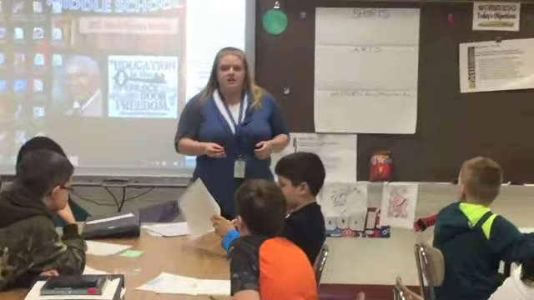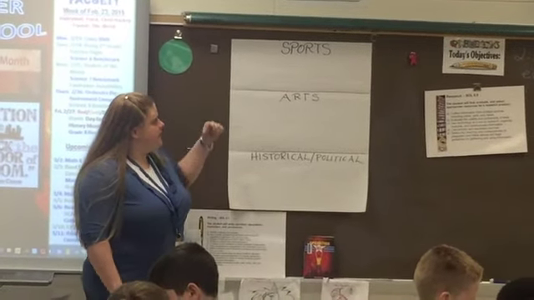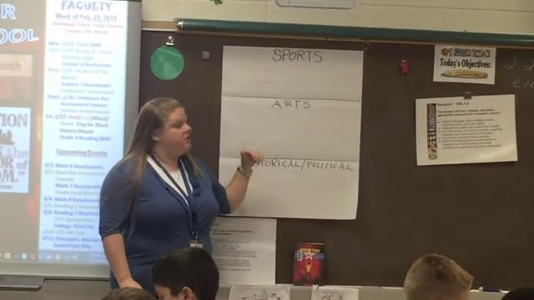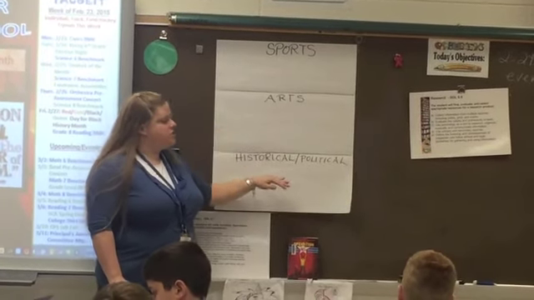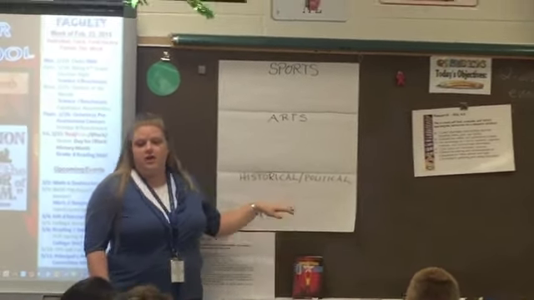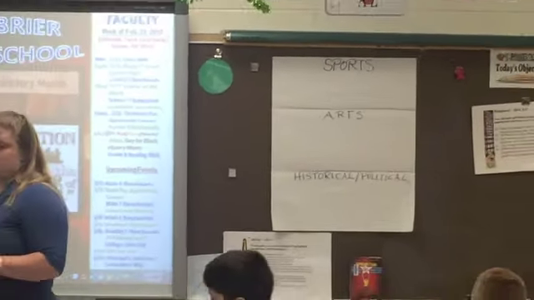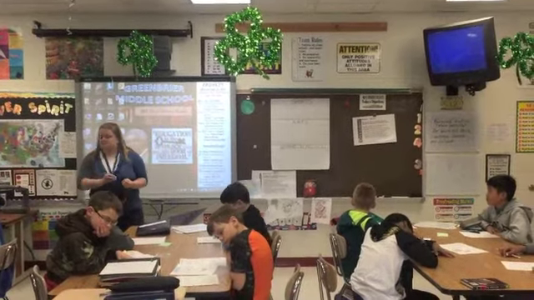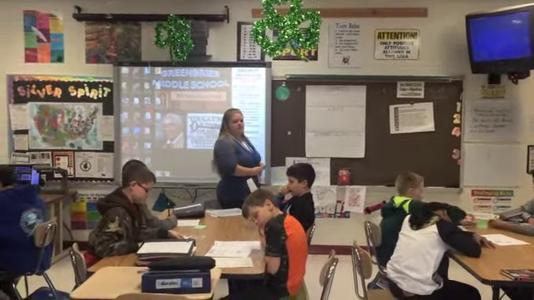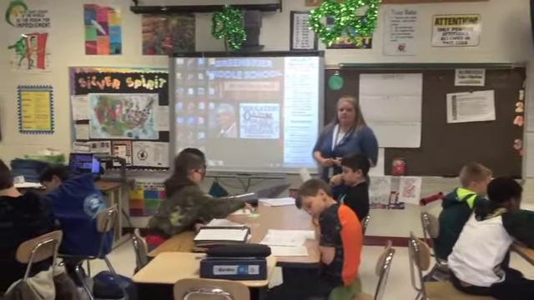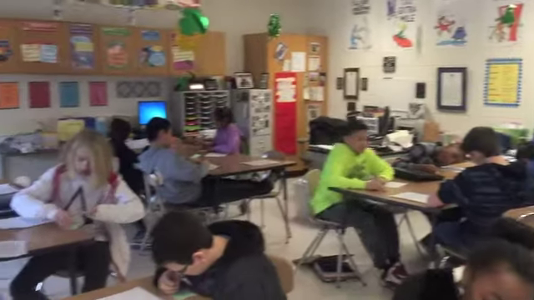Once you've done that, as you gather your things to leave, you're going to decide what's the best category for that person. Should they be under sports, arts, or historical/political? And you're going to put that sticky note in the correct category. So look over your notes and select one famous African American and an interesting fact that you learned today. Okay? Go. Don't forget to write your name on your ticket as well.